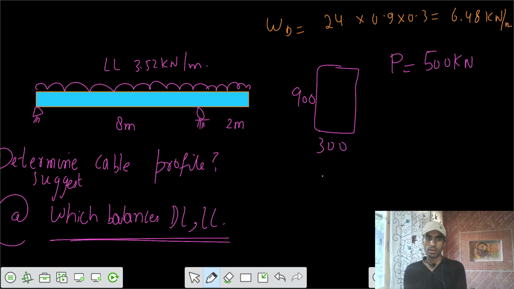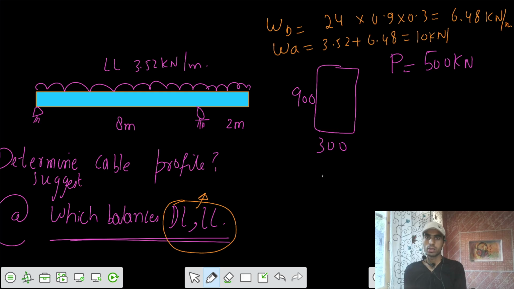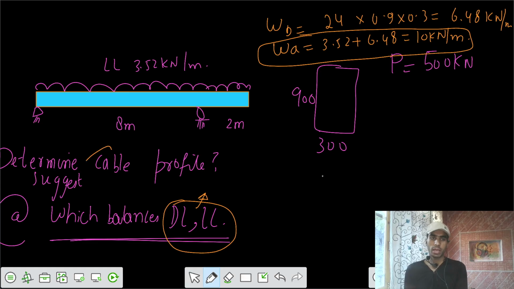If the problem is saying that it balances dead load and live load, we can take the sum of those. What is the total UDL we can have? That is 3.52 plus 6.48, that is 10 kilonewton per meter. So we got the UDL on the beam, 10 kilonewton per meter for this overhang beam, such that you should take a cable profile that would balance the dead load and live load moments.